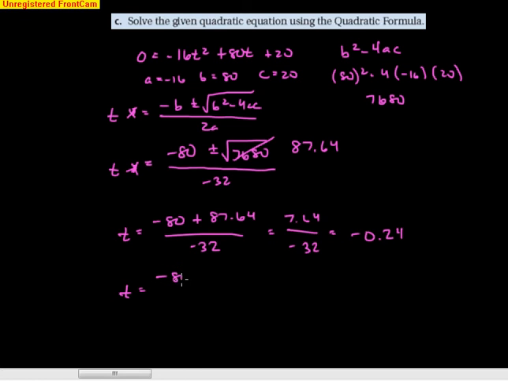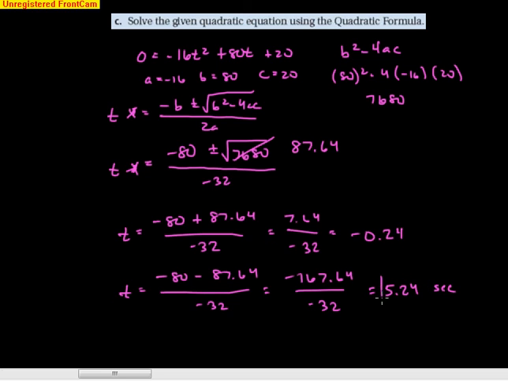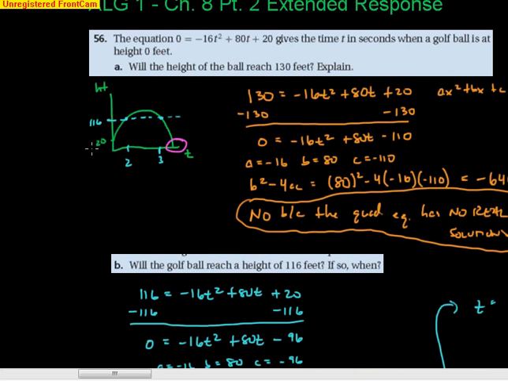Hopefully get something better. Negative 80 minus 87.64 over negative 32. Calculator says negative 167.64 over negative 32. And when I divide those, now I get 5.24. And we keep the positive one, so what is the answer? 5.24 seconds. And again, if we go back to our graph and take a look, that would be this x value, 5.24.